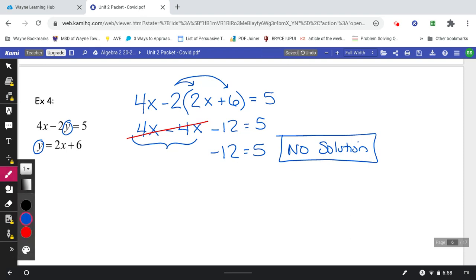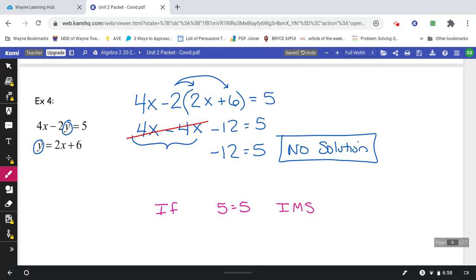If the two had been equal, let's say you got an answer of 5 equals 5. Then you would say infinitely many solutions. Or you could just write out many solutions. Okay. So kind of two special cases there, similar to the ones that we did in graphing.